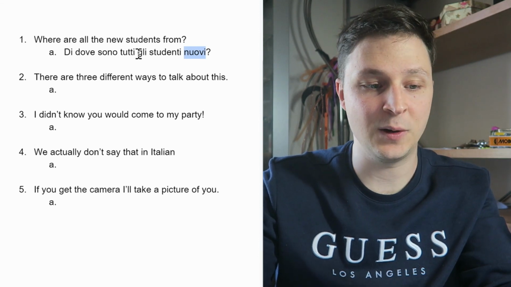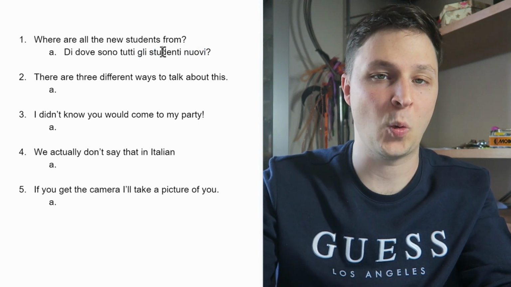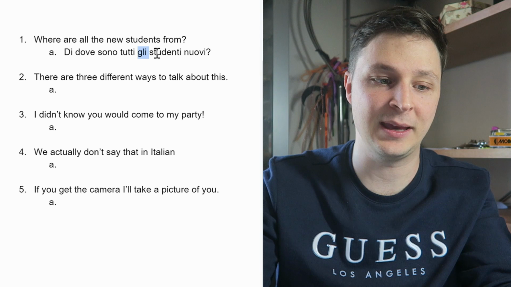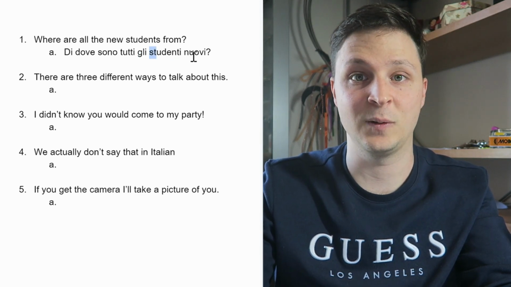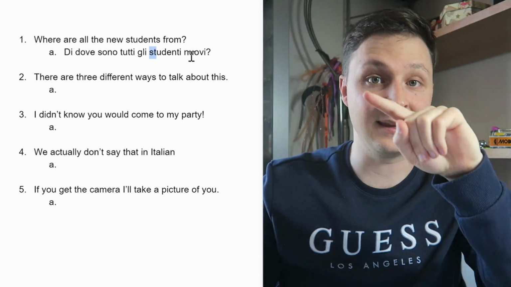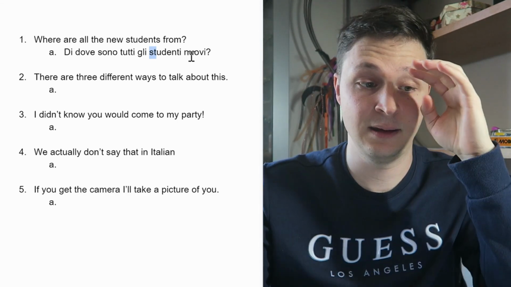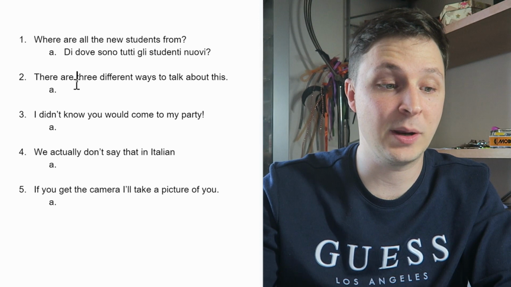One more small thing to notice is gli studenti. Why did I use gli? It's because studenti starts with S and then a consonant. So it's not just i studenti, it's gli studenti. So that's number 1. What about number 2?